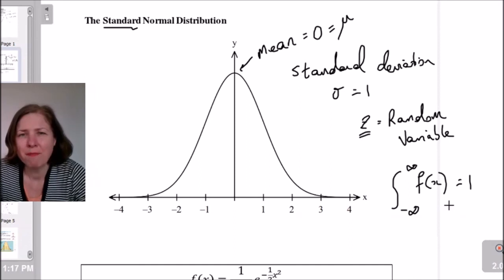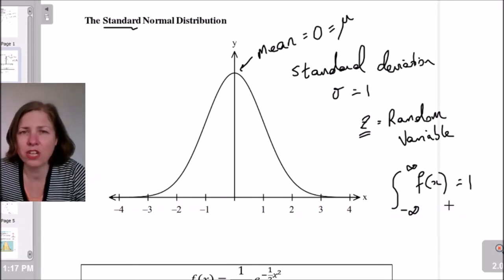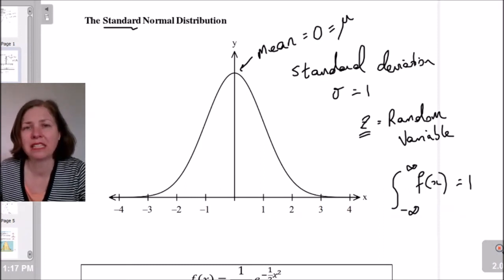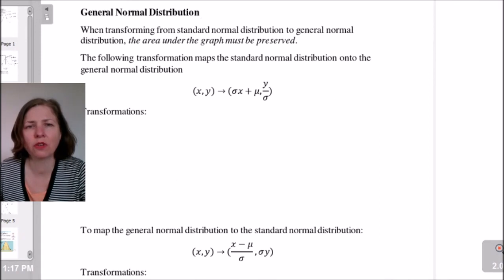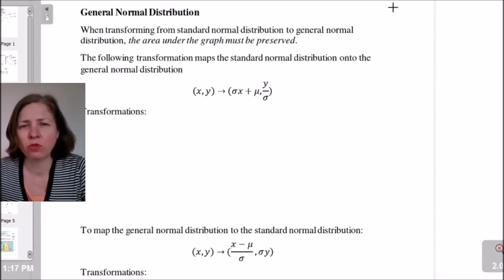So that means this is going to be a different graph. So I have to transform this graph. But as I transform it, the area under the graph has to stay the same. So the transformations are affected by the fact that the area under the graph must stay the same. So these are the transformations that map the standard normal distribution onto the general normal distribution.